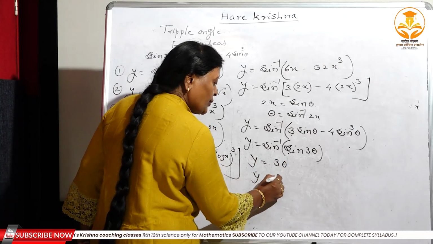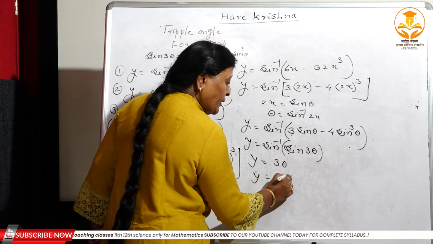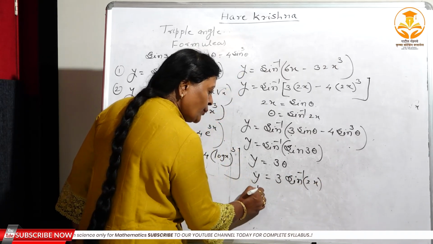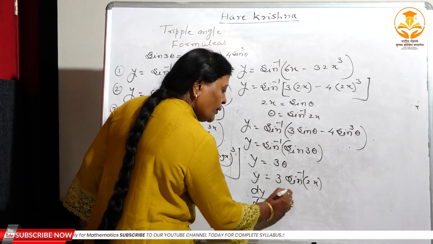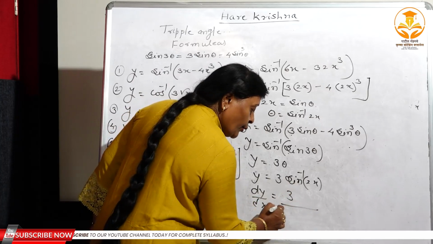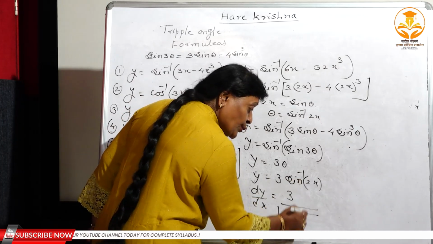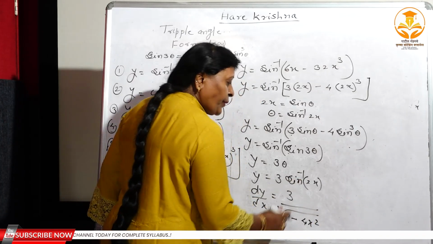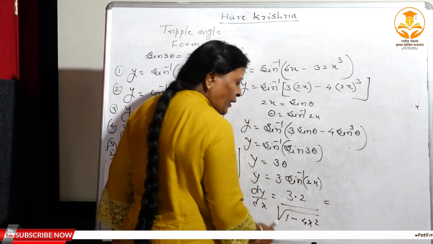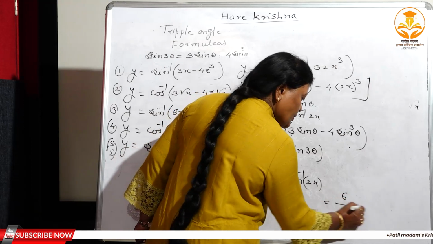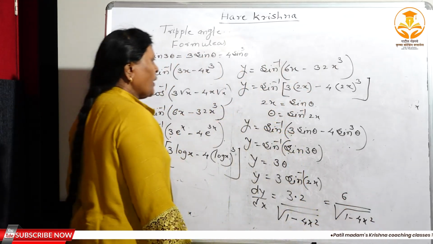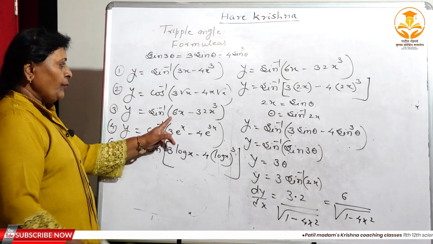Again y is equal to 3 times theta. What is theta? Sine inverse of 2x. Apply the chain rule to find the derivative. 3, and again you have to substitute u. The derivative of sine inverse u is 1 upon root of 1 minus u square, that is, 4x square. And what is the derivative of 2x? That is 2. Therefore 3 times 2 is 6. 6 divided by root of 1 minus 4x square, right? This is about the third one.